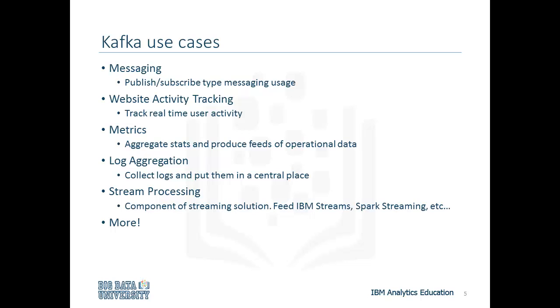Stream processing. Kafka works very well as a component of stream processing systems. Data streams can be fed from Kafka into an application such as IBM Streams, Spark Streaming, or Storm. The data can be processed and enhanced by the streaming application in real time, and then written back to Kafka and/or other systems. There are multiple more use cases for Kafka in addition to the ones I just mentioned.